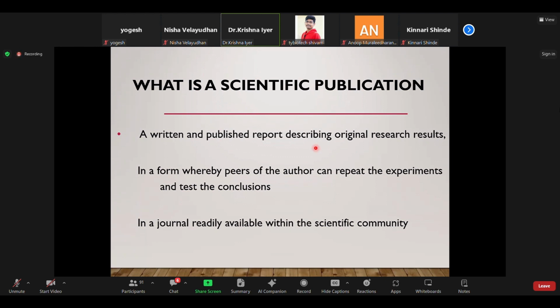So that's very, very important. Sometimes, in order to do the numbers game, we send work for publication to a place which has no standing in the overall scientific world. So make sure you don't do that.